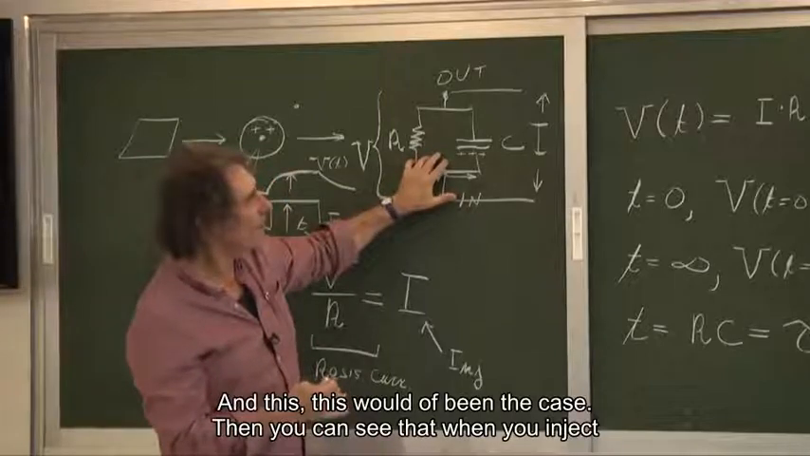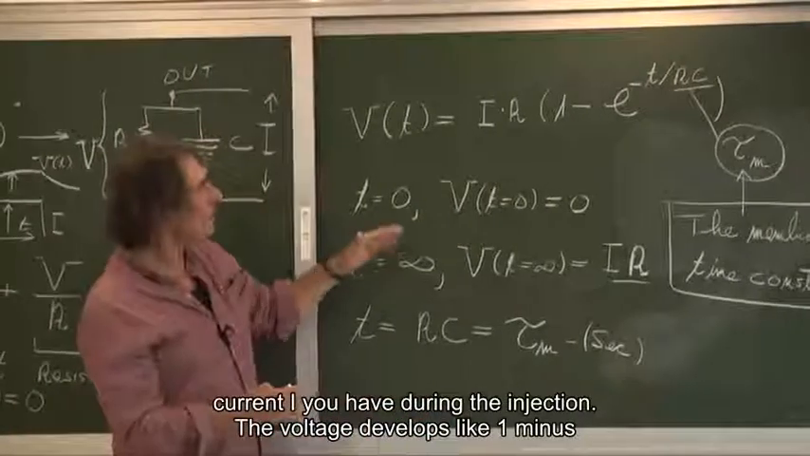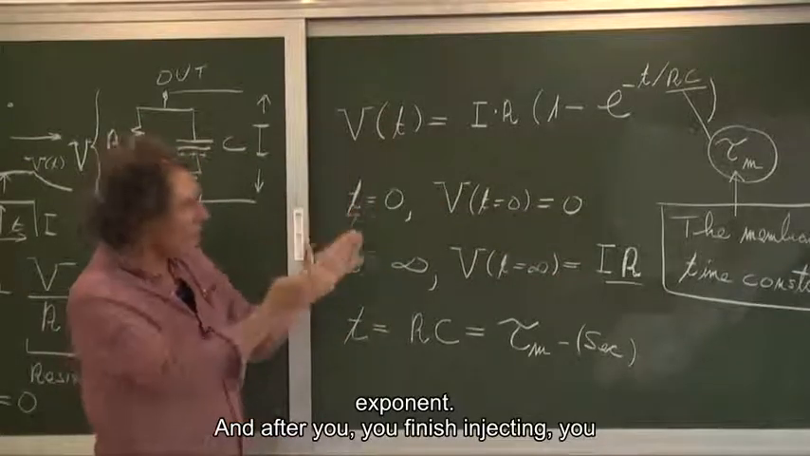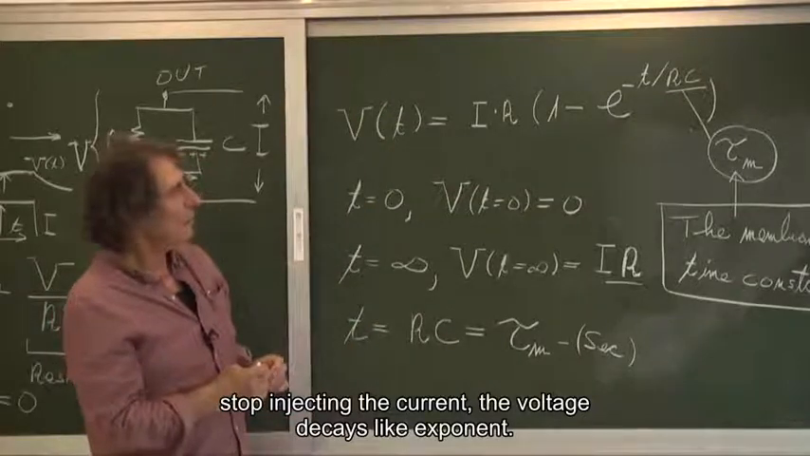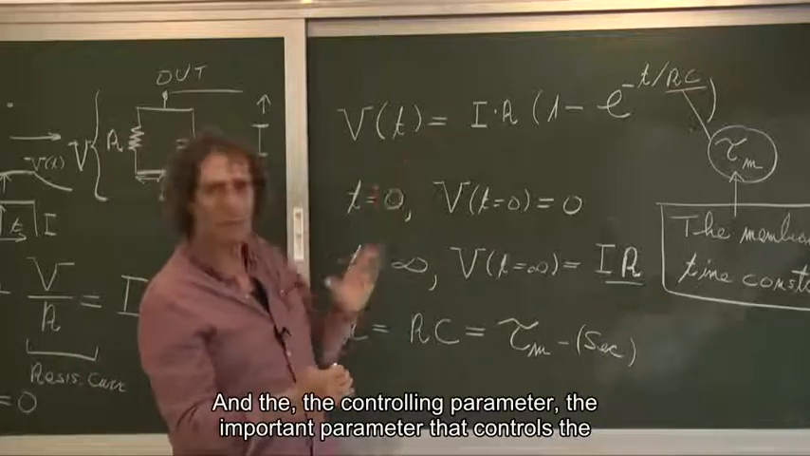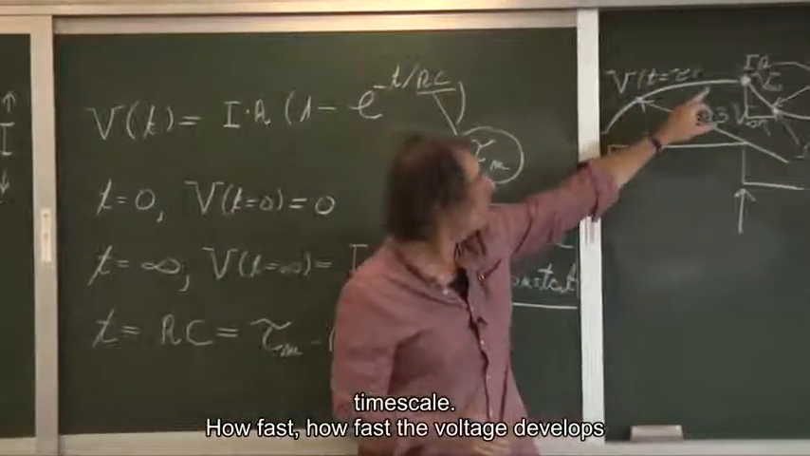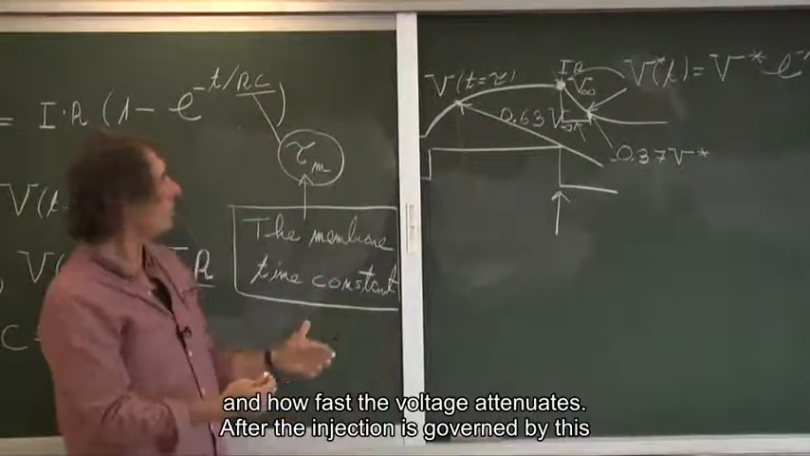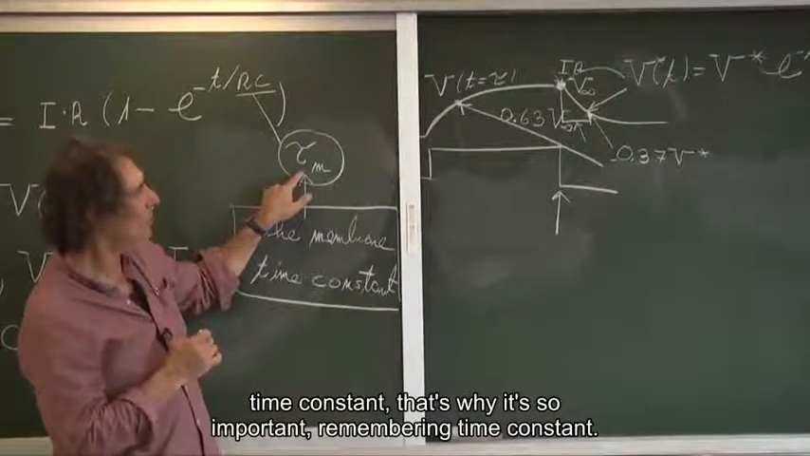And if this would have been the case, then you can see that when you inject current I, during the injection the voltage develops like 1 minus exponent. And after you finish injecting, you stop injecting the current, the voltage decays like exponent. And the controlling parameter, the important parameter that controls the time scale, how fast the voltage develops and how fast the voltage attenuates after the injection, is governed by this time constant. That's why it's so important, the membrane time constant.